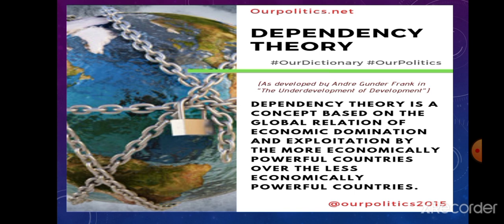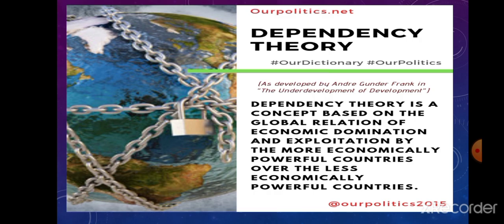This is how the center exploits the periphery, and the rich get richer and the poor become very poor. This is one type of trap, an economic trap that the West made.